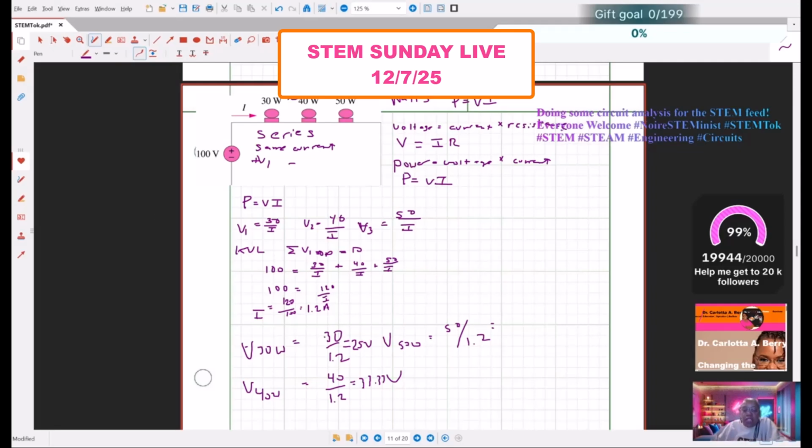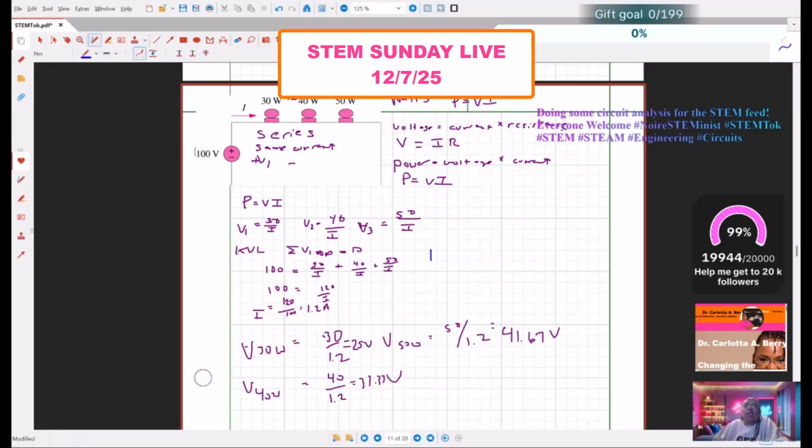41.67 volts. Okay, so now the last thing we have to do is check our work. So let's talk about how we check our work. We talked about Kirchhoff's voltage law, which states that the sum of the voltages around the loop is equal to 0. Now that I've told you the voltage for each of those lamps, if I add all of those up, they have to add back up to my source. If they add up to the source, then that means it's correct.